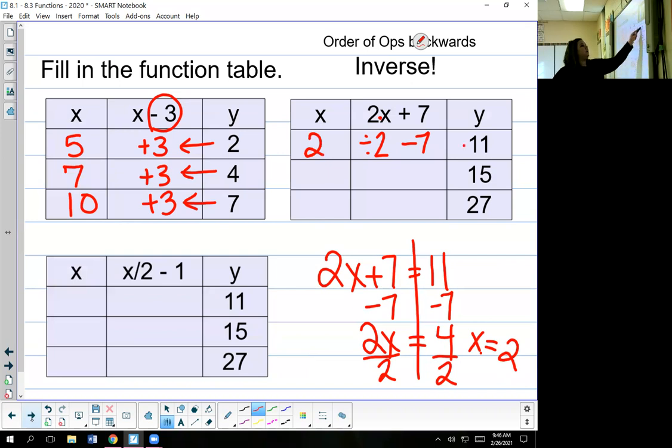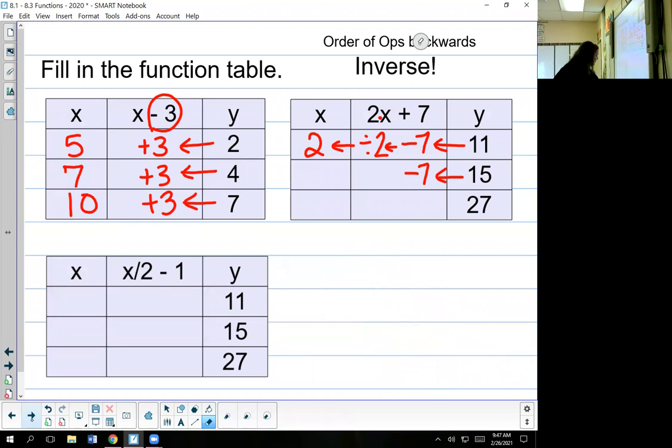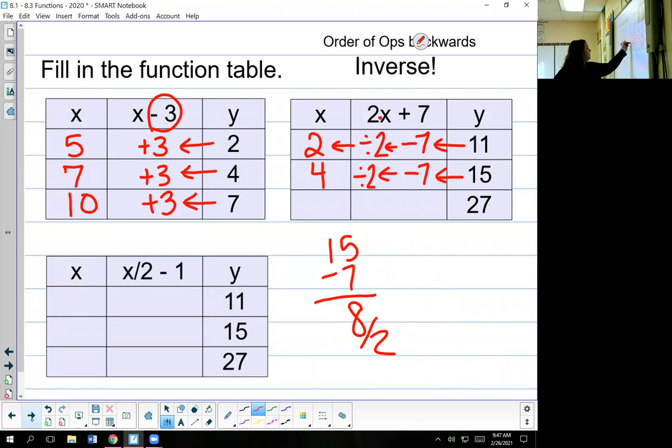So what we're doing is we're taking the answer and we're doing the order of operations backwards. So you can either write it like we did before, like solving two-step equations, or you can follow this method here. So if I do the next one without solving like a two-step equation, I would take 15 and then I'd subtract 7. So 15, I'm going to erase this. I have 15 minus 7 is 8. And then I would cut it in half. Cut it in half is 4.